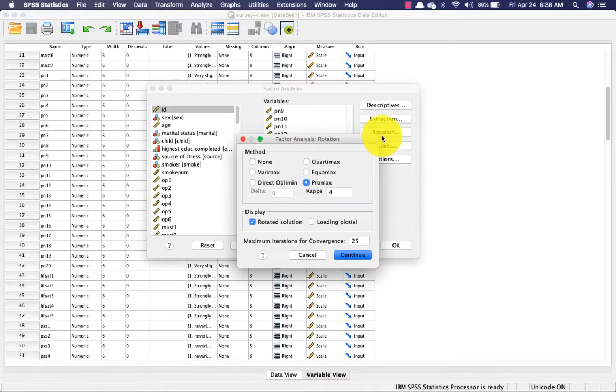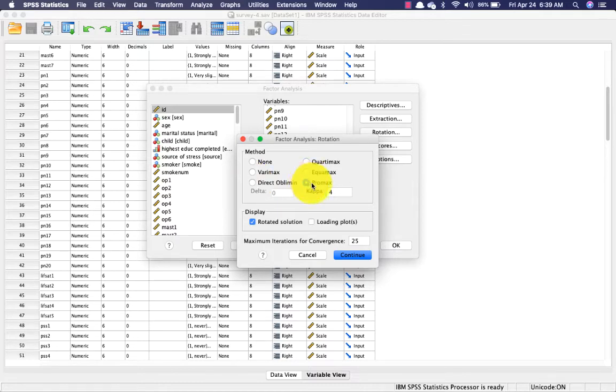As for rotation, we have a lot of rotation over here. Some of the rotations are orthogonal, which assumes that the factors are not correlated, and some of the rotations are oblique, which assumes that the factors are correlated. We will talk about the rotation more later on.